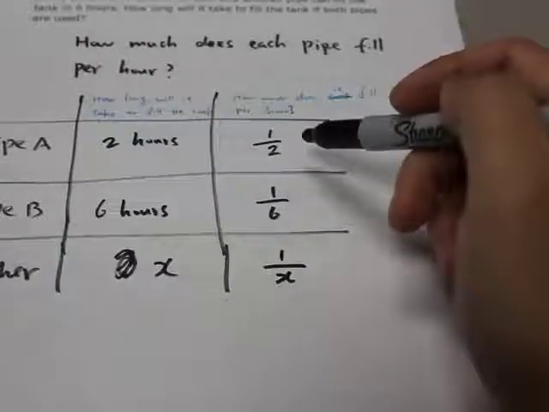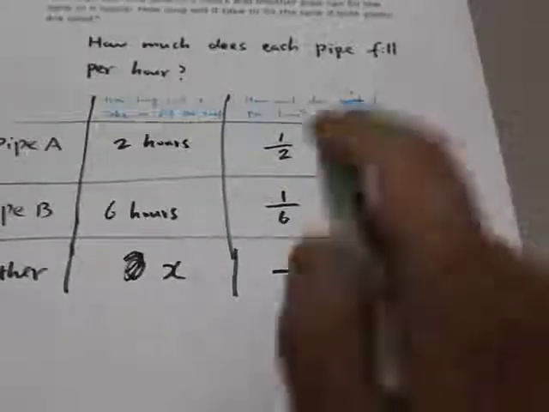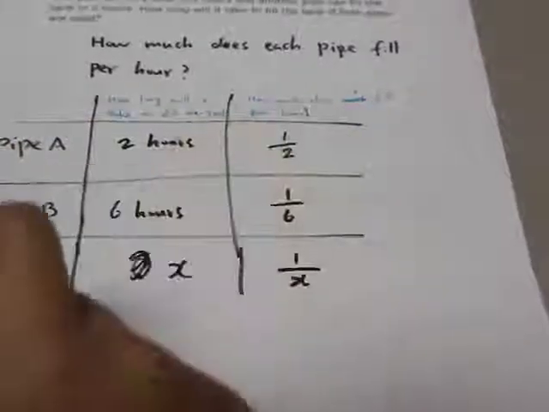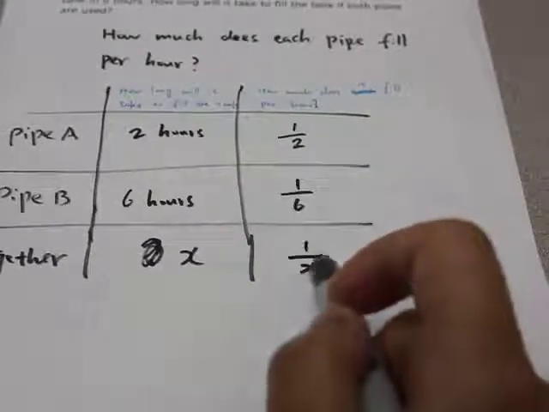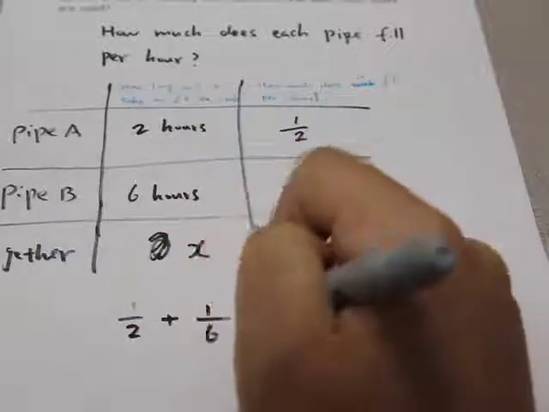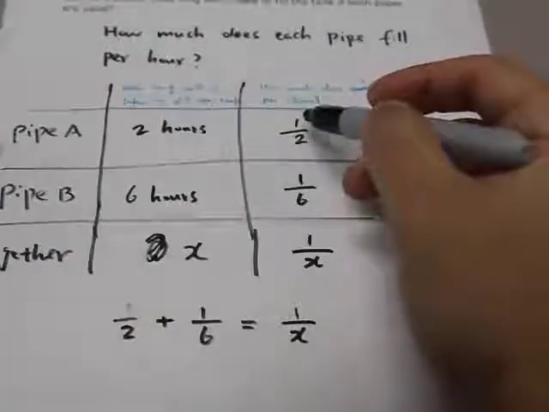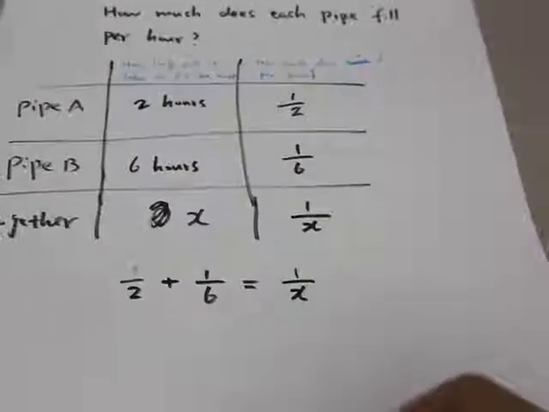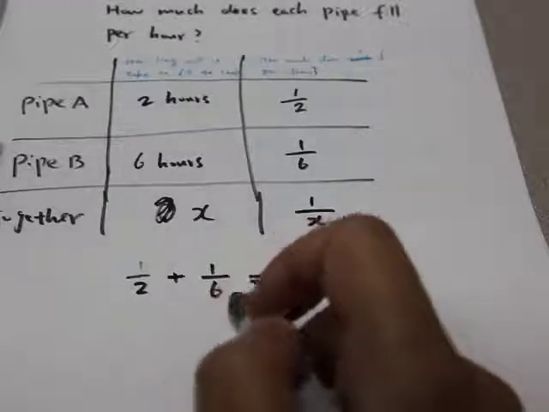And because the 2 pipes are working together, every hour this pipe contributes this amount, and the second pipe contributes this amount. So therefore, the amount each pipe contributes should be equal to the amount of work when they work together. So 1/2 plus 1/6 should be equal to 1/X. Right? And that's how we set up this equation.